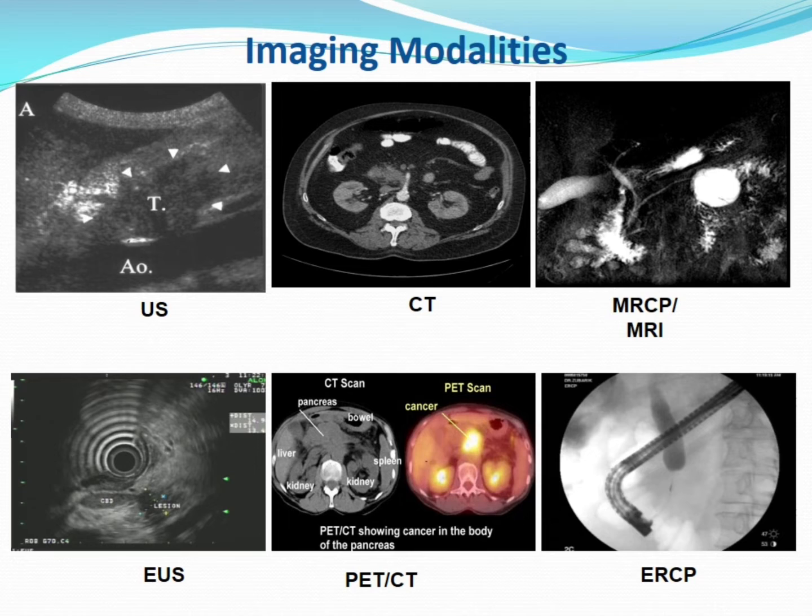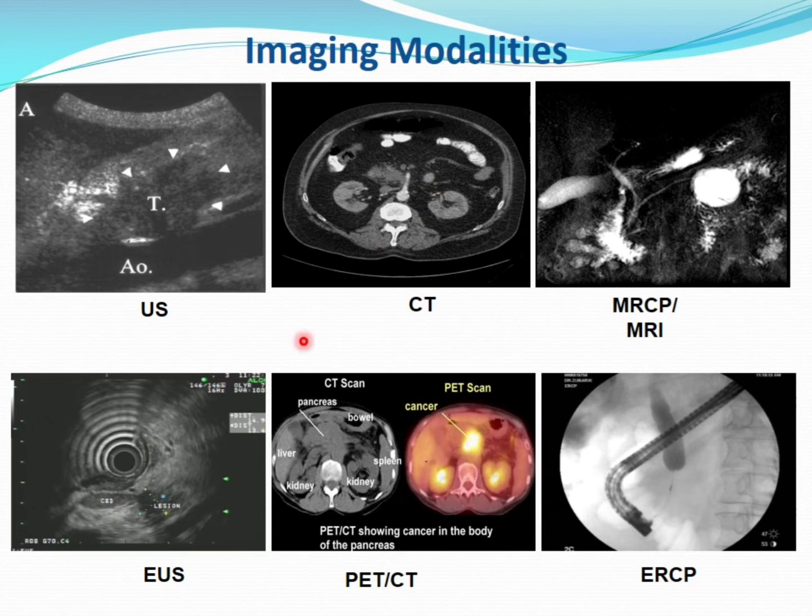These are the imaging modalities for diagnosis of pancreatic cancer. Here, this is the abdominal ultrasonography that is routinely used in most cases. The CT and the MRI are very valuable for diagnosis and staging of pancreatic cancer. We have to use what's called the pancreatic protocol CT or pancreatic protocol MRI for proper diagnosis and staging of pancreatic cancer, and to determine the resectability status of the tumor.